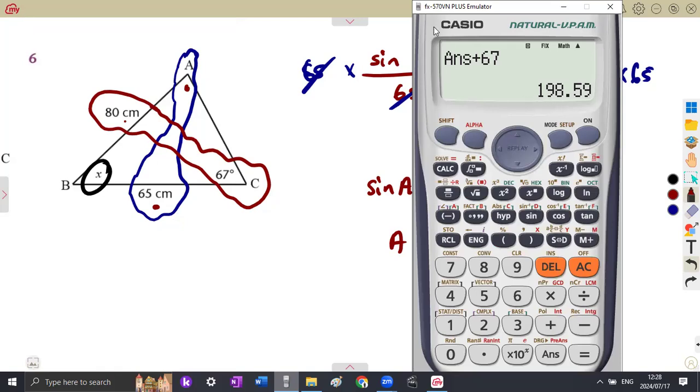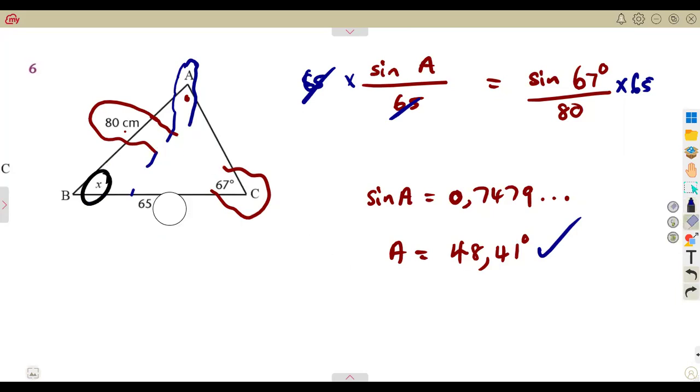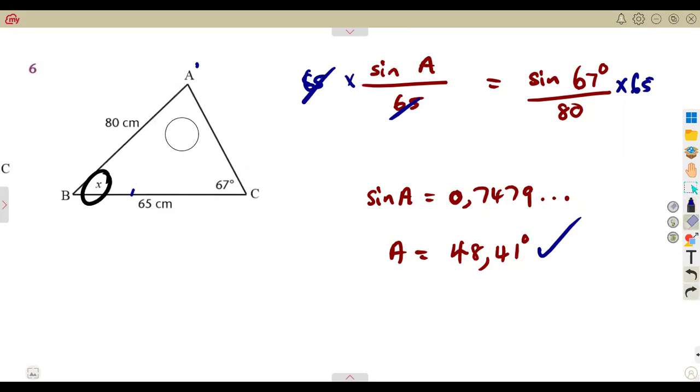So meaning to say the other angle was not going to work, but you have to test for that ambiguous state. As we saw, the other angle was not going to work. This was the only angle that was going to work for A, not for X. This is for A. But the angle that works for A is the same angle that you're going to use to calculate X. Why? Because we have got angles in a triangle. So the A that we are going to use is the 48.41 degrees.